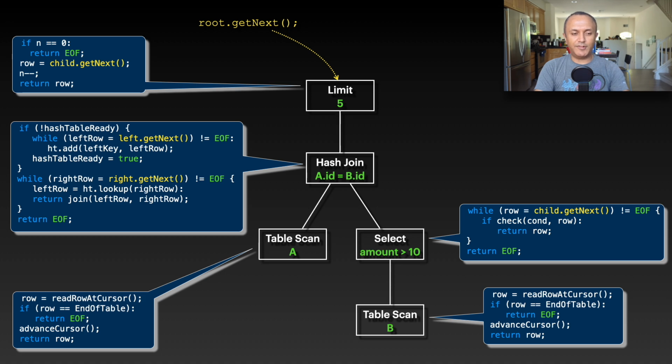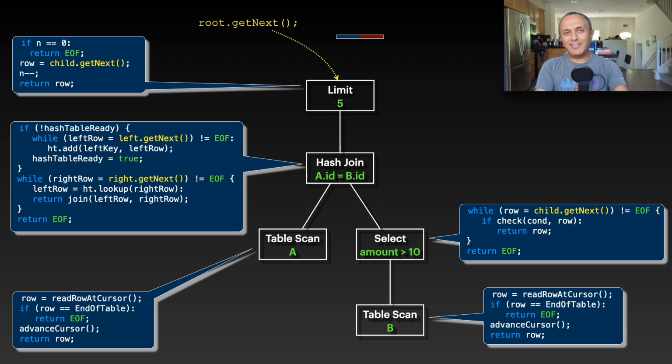The limit node will see that it still has not exceeded the limit, so it will return that row up to the caller. So all this work that we have done, we did just the necessary work to return a single row out of that query. We did not scan all of table B. We had to scan all of table A because that is necessary to build the hash table, but we only scanned 2 rows from table B so far. We did the join just on one output and so on to return that one row.